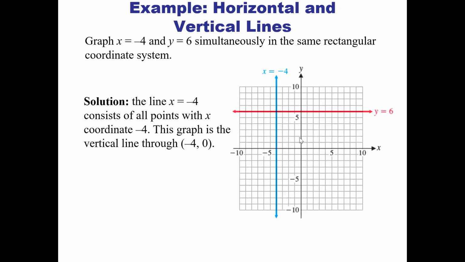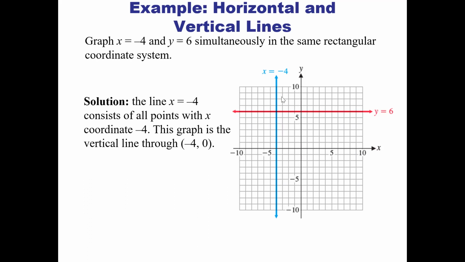And so here's x equals -4. So no matter where you're at, -4 on x, it's going to be a line. And so that gives you that vertical line here. Now, y equals 6, no matter where you are for x's, it's going to give you 6 as your y value. And so that's going to give you the horizontal line.